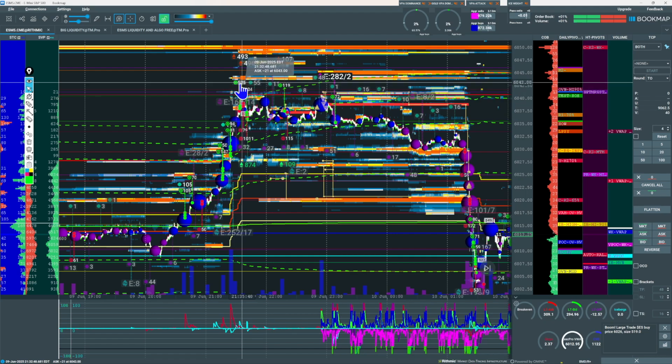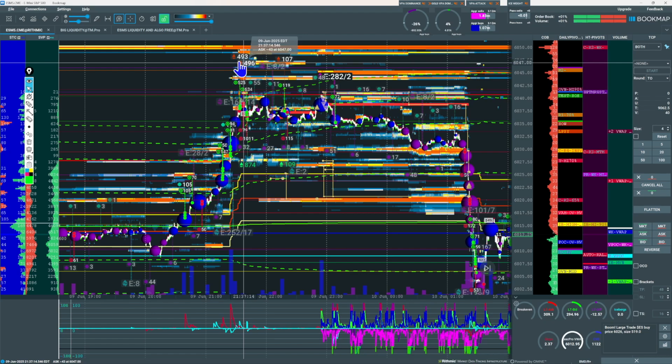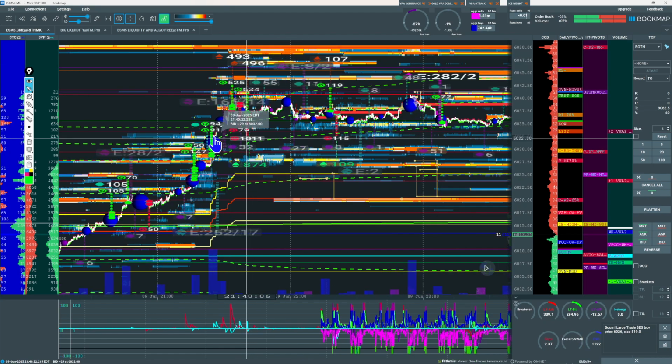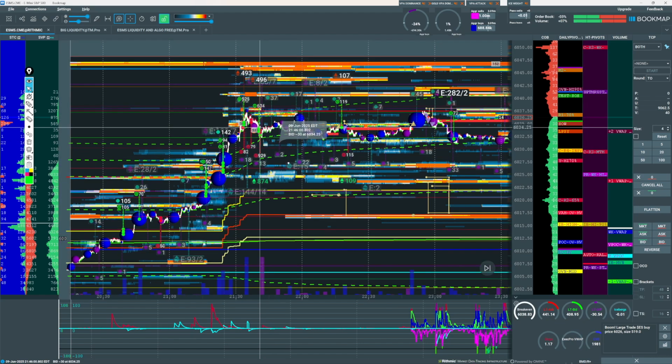We have 525 buy sweeps. We have 493 selling absorbers, selling absorption indicator. This is suggesting that buyers were absorbed by the sellers, 493, 496, right? So we're going to open this up a little bit.